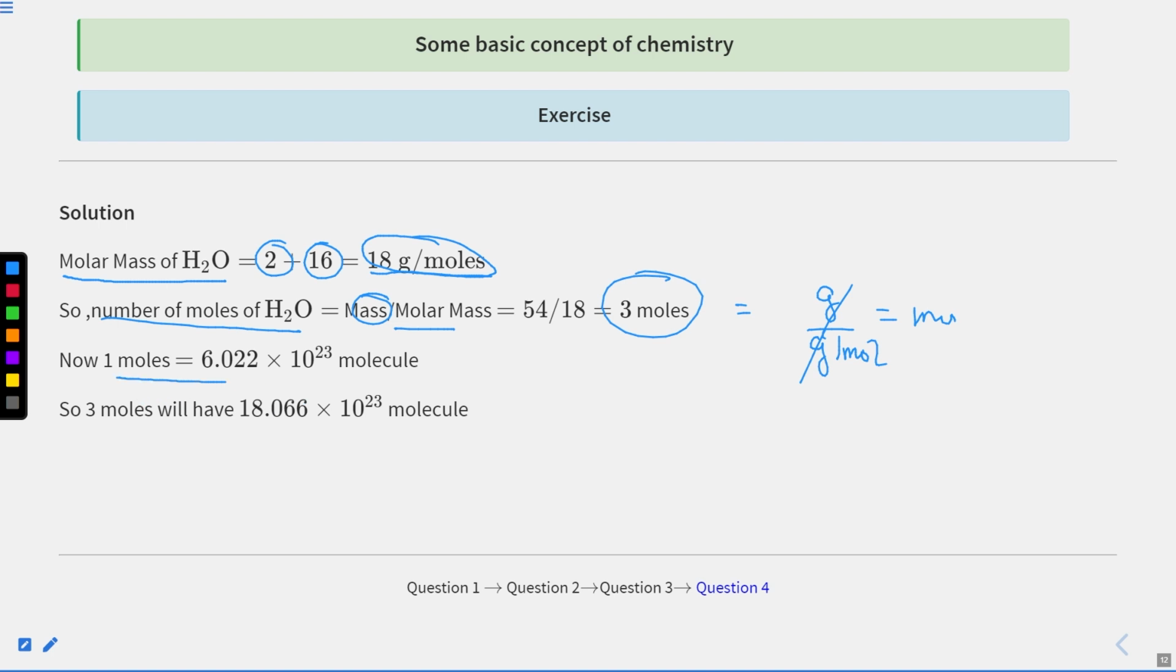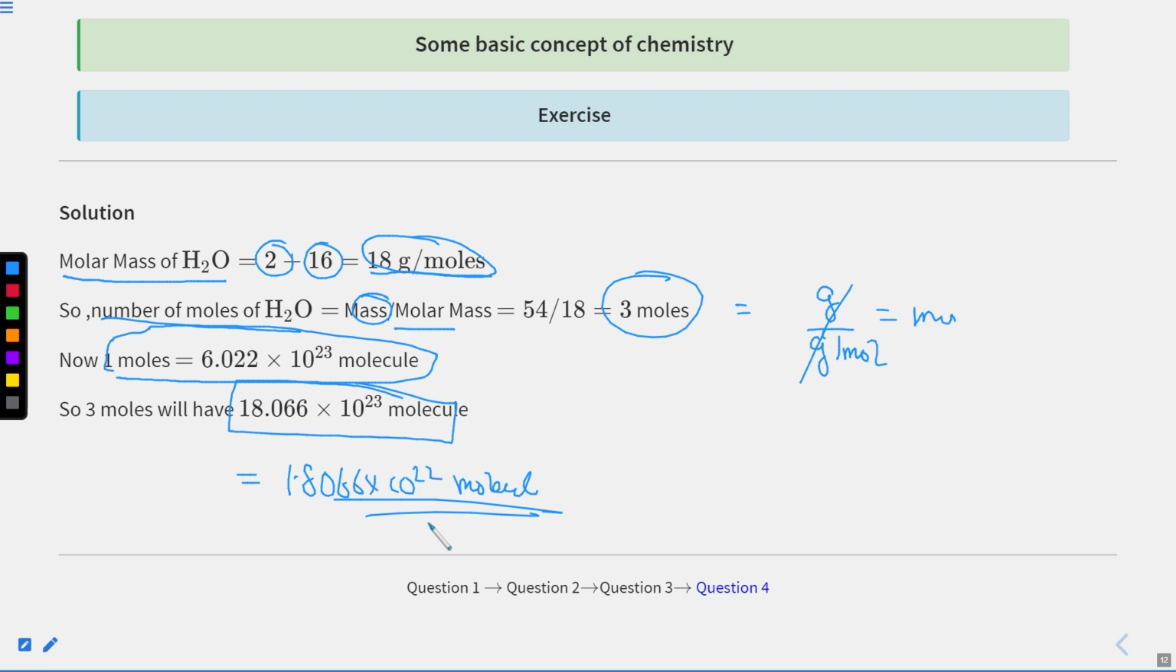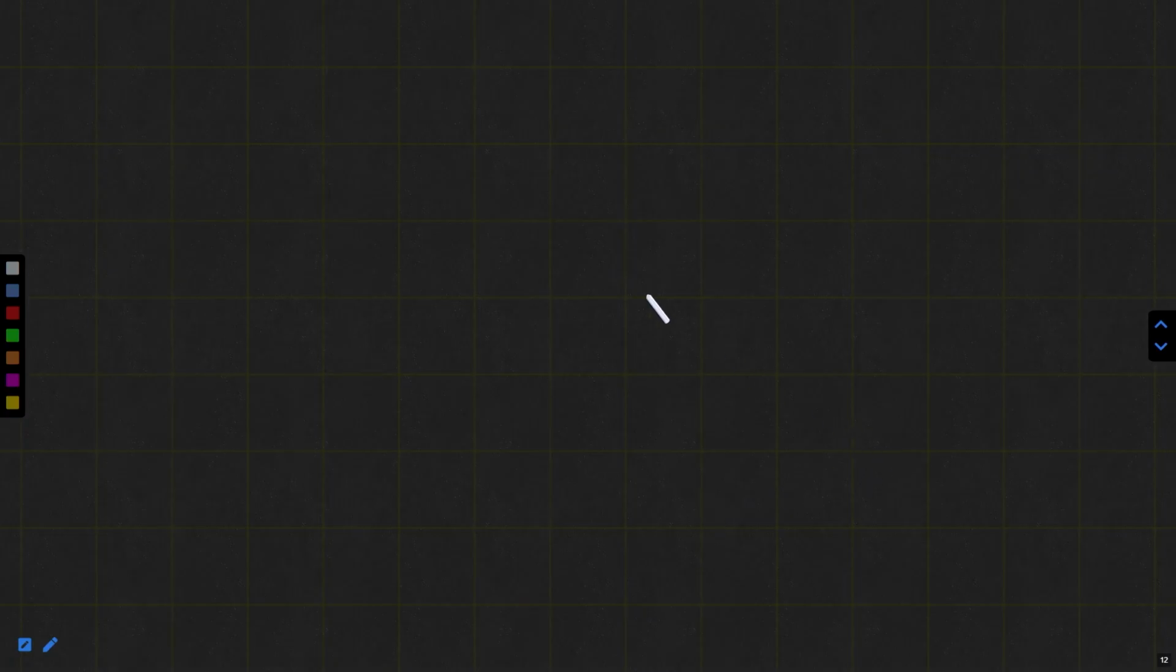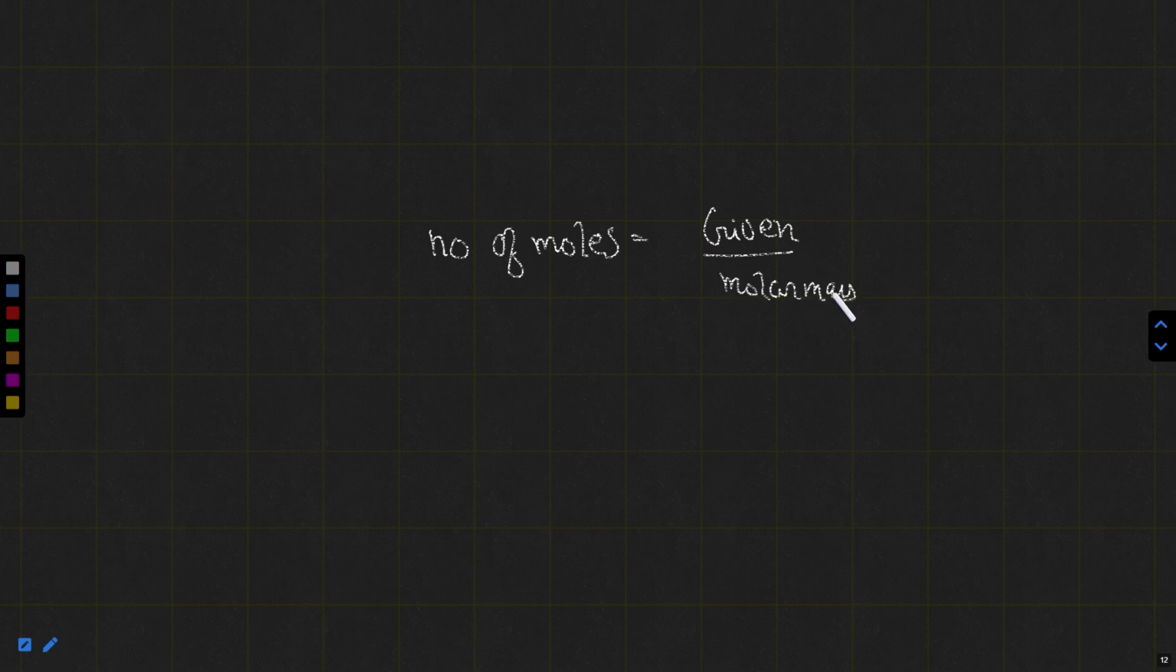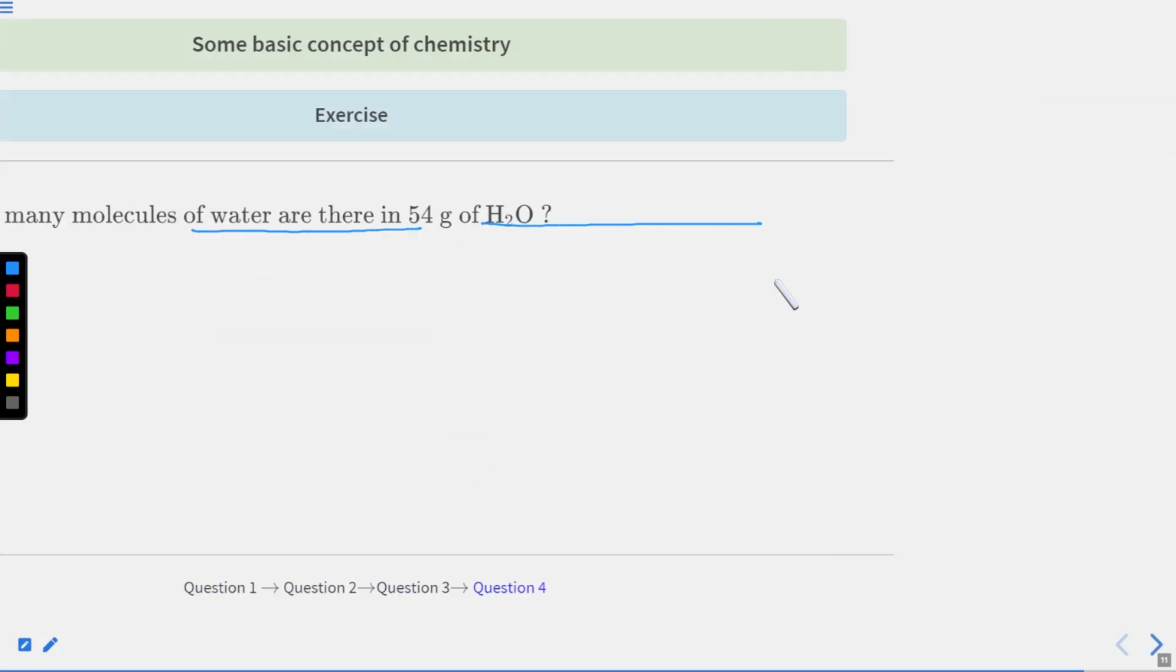Now 1 mole contains this many molecules. So 3 moles will contain 18.066 x 10^23, or we can write it in more proper scientific notation as this. Clear? So one important formula that is used to and fro, and I mentioned it earlier also, is that number of moles is equal to given mass by molar mass. We have used this in each and every question, if you notice.